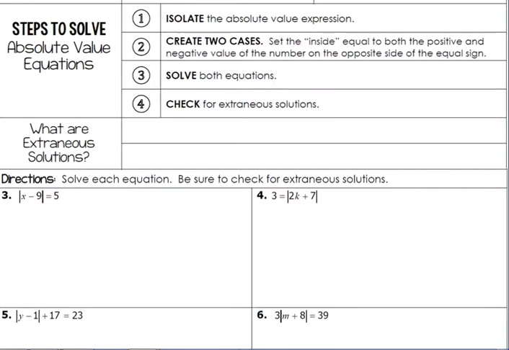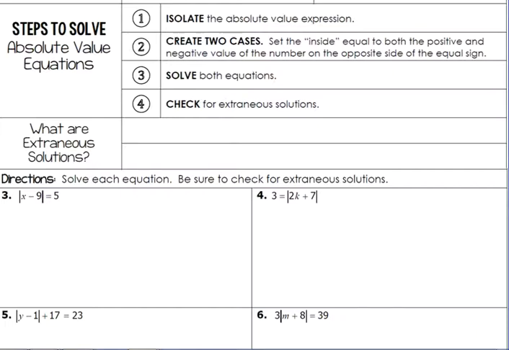So step number one, first and foremost, you always want to isolate the absolute value expression. Isolate means you want to get something completely by itself. Think about isolation. If you're isolated from people, you're not with a bunch of other people, you're by yourself. So that's what we're talking about here. We're going to isolate the absolute value expression.